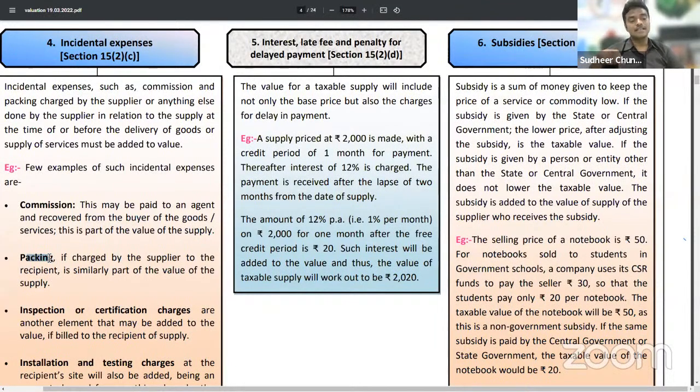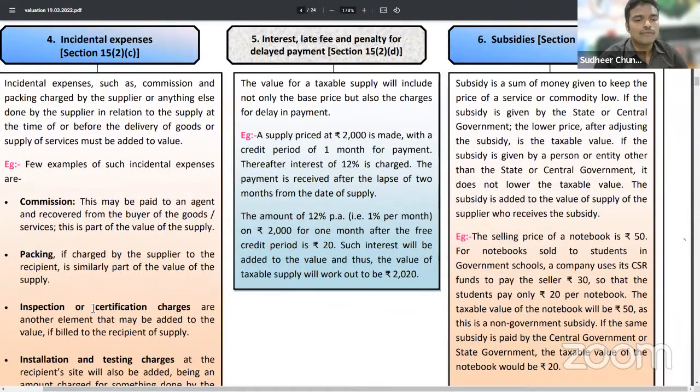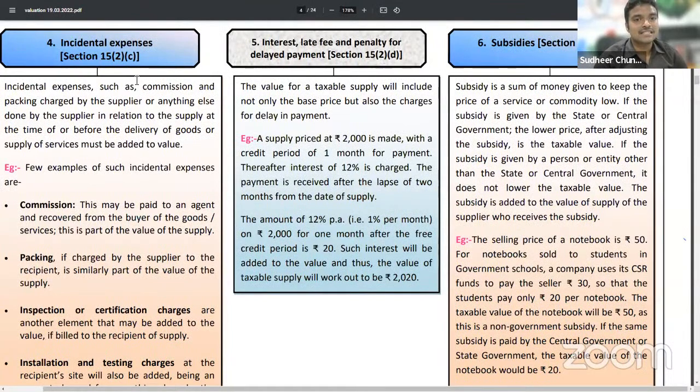Sir, along with the bill, I repeat, along with the bill, if any incidental expenses were recovered along with the normal value of the supply, such incidental expenses shall form part of the value of the supply. Any type, be it commission, packing, inspection, installation, only 4 examples I have given, but the theory specified here is incidental expenses such as commission and packing, etc., charged by the supplier or anything else before or after the delivery. Whatever it may be, if any incidental expenses were being charged, that incidental expense should be added to the value of the supply.